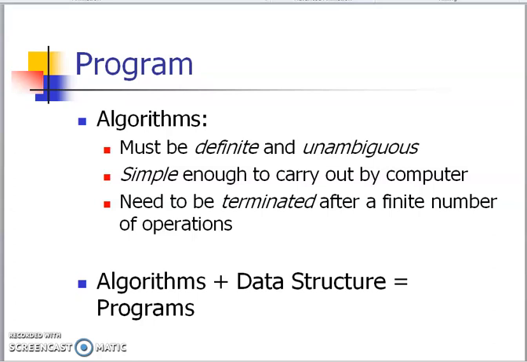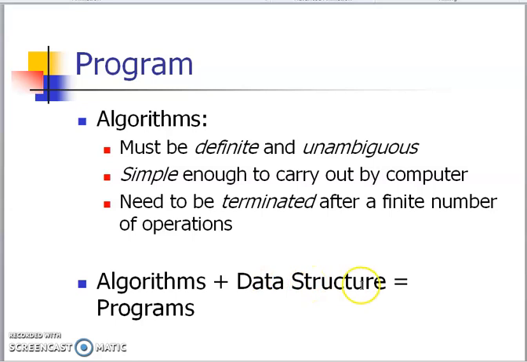And then, more importantly, it needs to terminate after a finite number of operations, which means that it needs to go to the end. And probably more importantly, it needs to end in a reasonable amount of time. So the algorithm plus a data structure, so the method that you try to use, plus how you store the data. The algorithm will access the data and then form the programs. So that is the connection between the algorithms and the data structure.